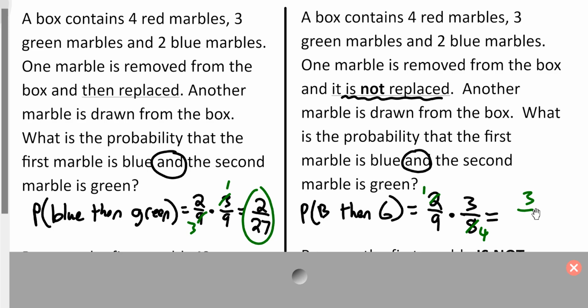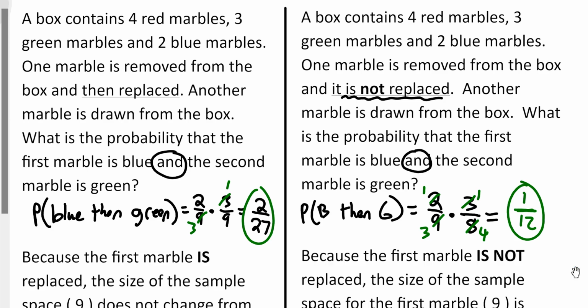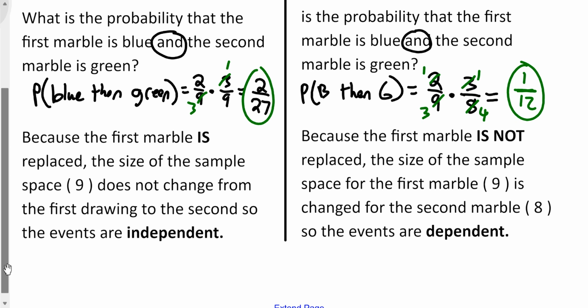Oh, actually I can reduce more. Let's do that. 3/9 I can reduce here. That's going to be 1/3. I get 1/12. It's a slightly better probability than if I did replace. But this is the difference, and it happens to deal with the independent versus dependent.